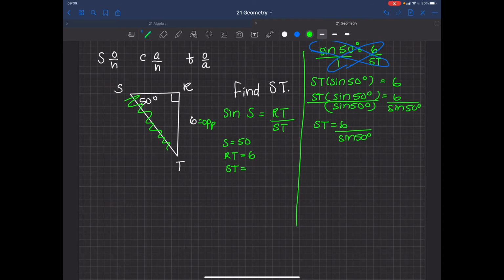And you're going to put this in a calculator. So I know that ST equals 7.83. And let's suppose I'm asking you to give your answer in the tenths. So it's going to be approximately 7.8 is the length of ST.